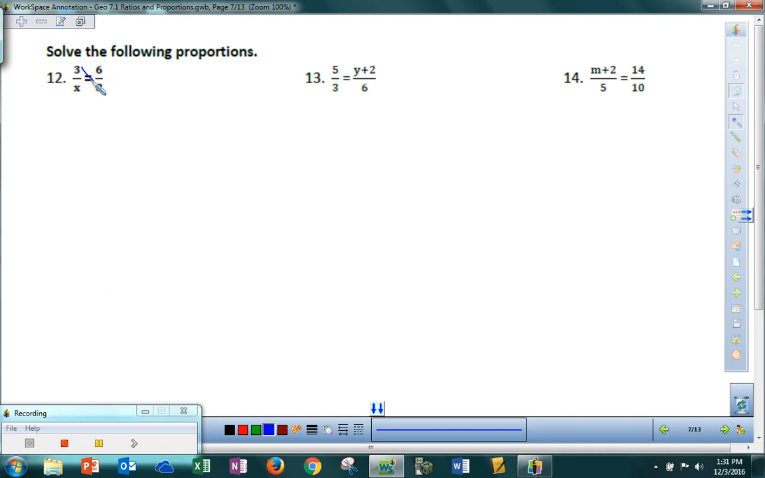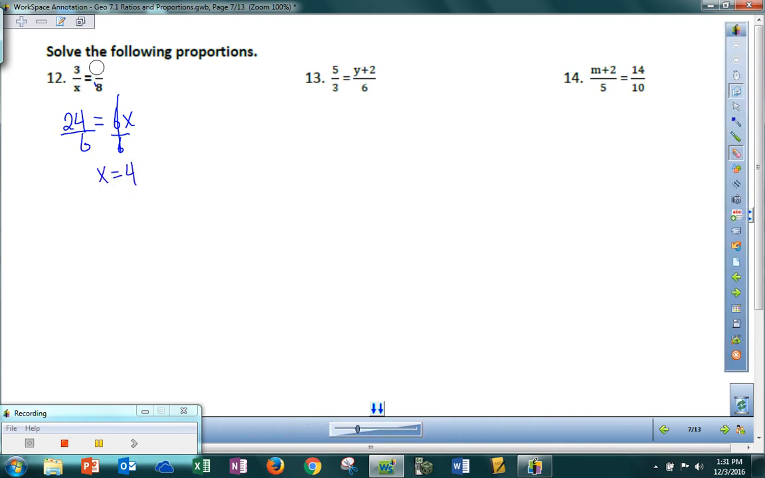So we will take 3 times 8, which is 24, and copy down that equal sign. That should be the same thing as x times 6, or 6x. All we have to do is divide by 6, and x equals 4.